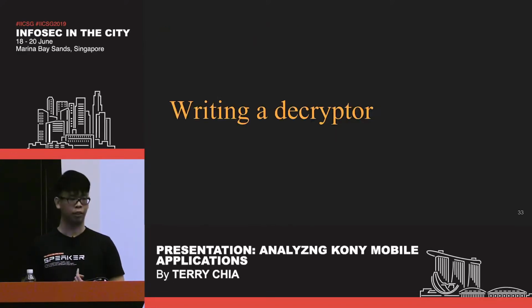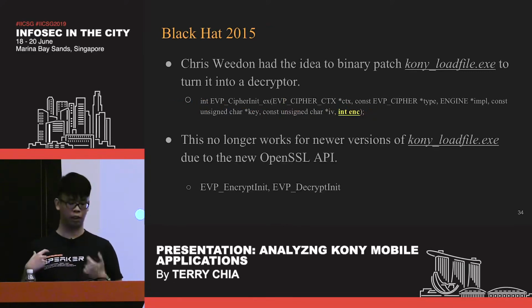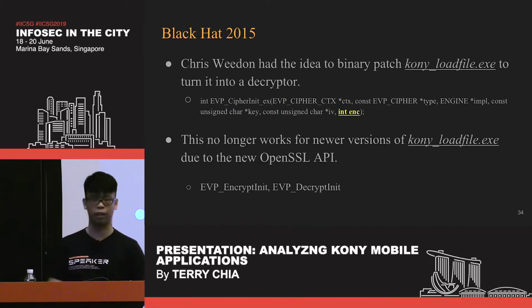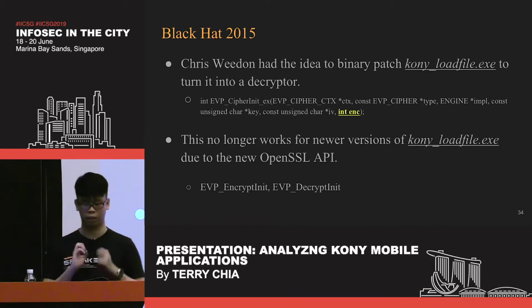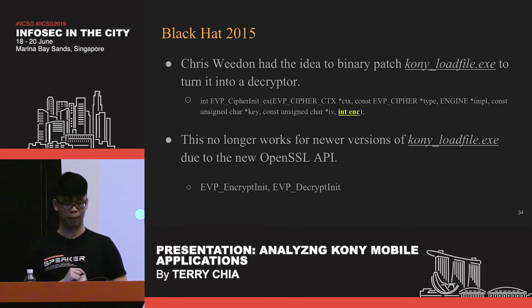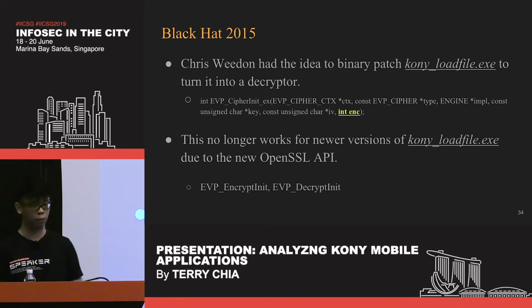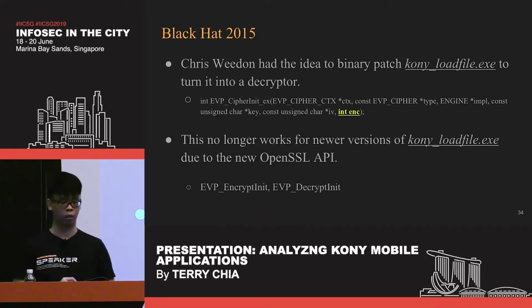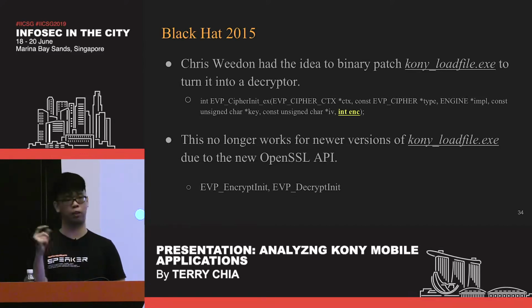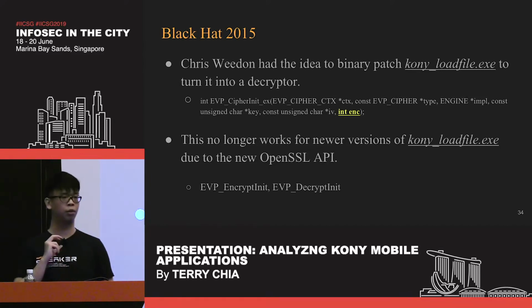So when it comes to writing a decryptor, Chris Wade actually had an idea in 2015 to turn that Kony_loadfile.exe encryptor into a decryptor by binary patching that executable. For older versions of OpenSSL, you initialize the encryption routine by a cipher_init_ex function that has a single parameter that takes an integer that decides whether it's used for encryption or decryption. So what he did was he binary patched a single byte in that executable, and you can now use it to decrypt the source code instead of encrypting it.